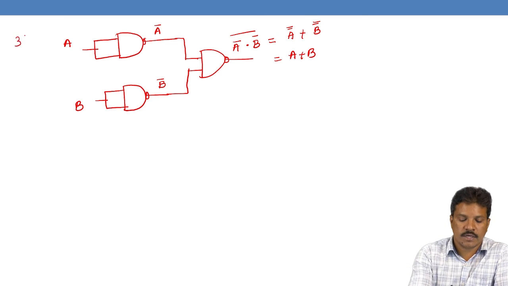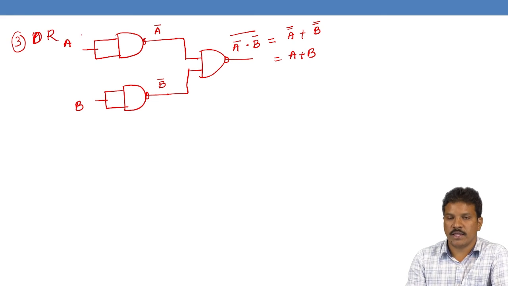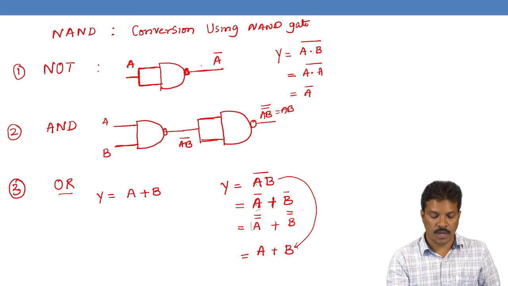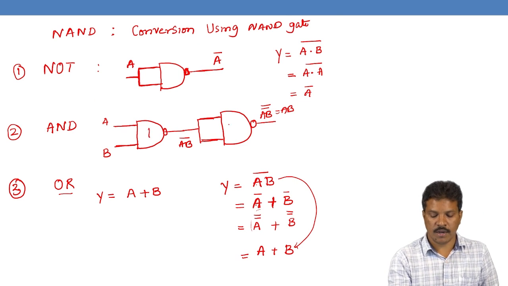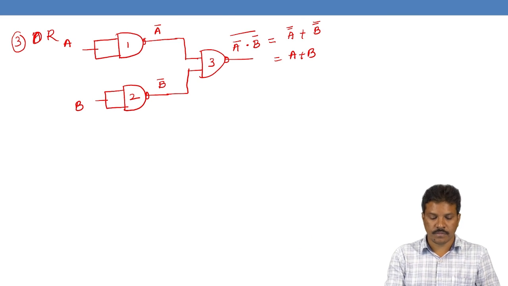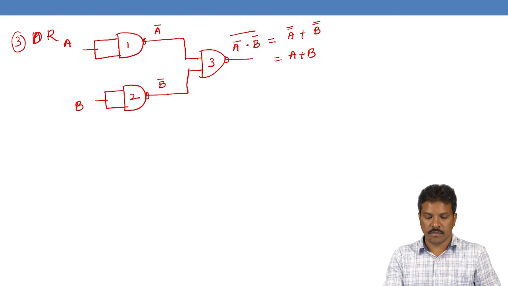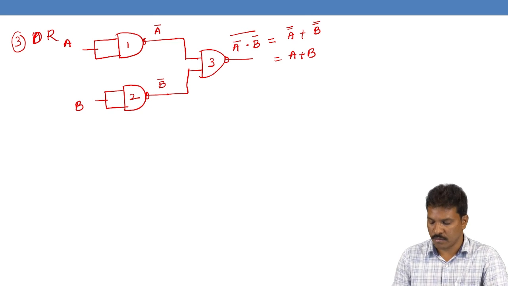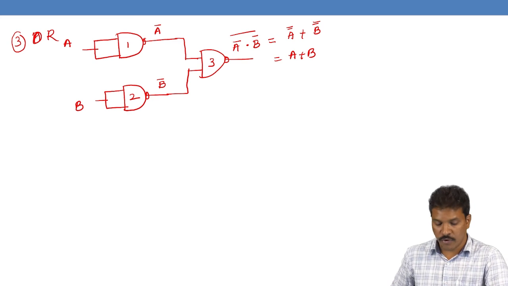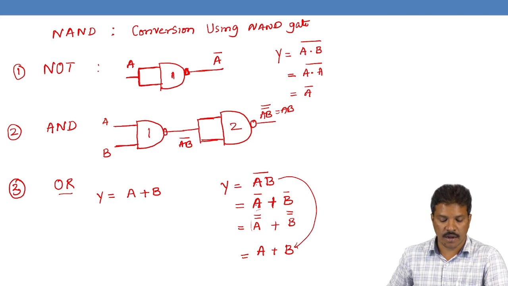So in order to get this OR gate, we require three NAND gates. We require two NAND gates per AND, and one NAND gate to create a NOT gate. So using NAND, we can create the basic gates: NOT, AND, OR.